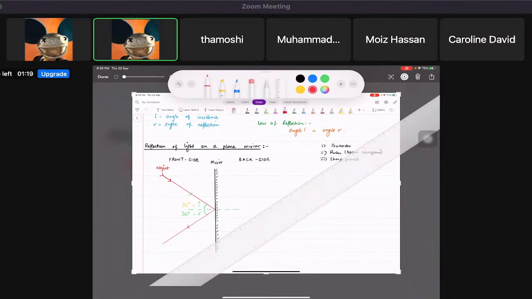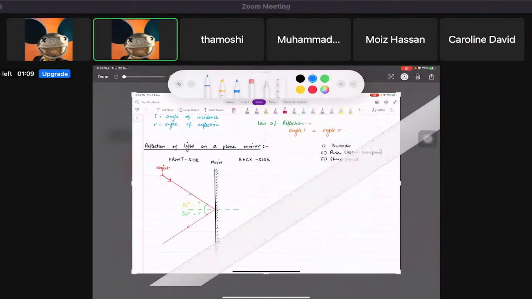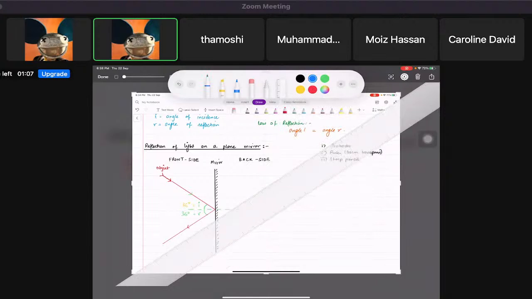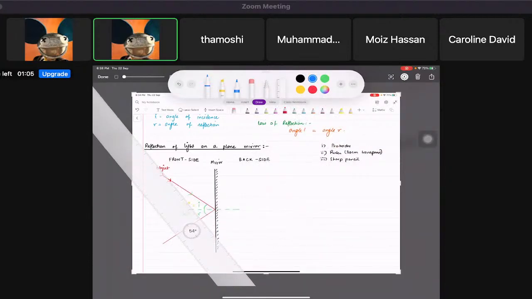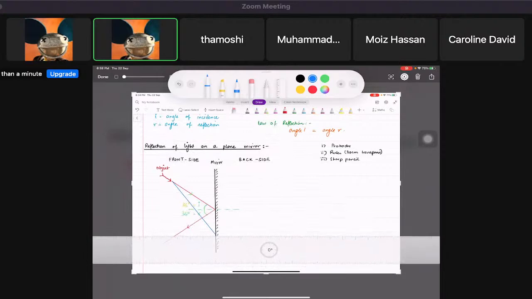The next thing you're going to do is, now I'm just doing it with a different color. You can actually use whatever you like. It's okay. So from the same point where you started, just draw another line at any other point on the mirror. So I'm drawing it right here. And then what you're going to do is, again, draw a normal line.